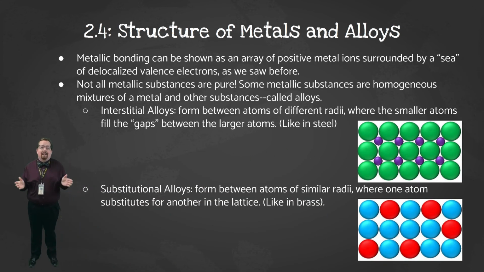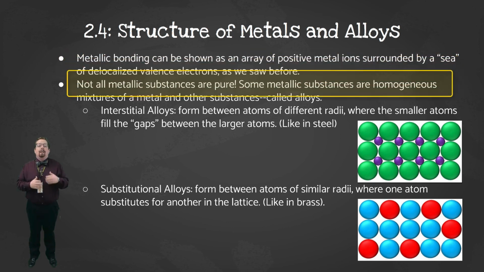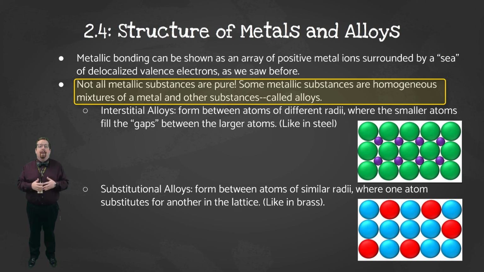Last but certainly not least, 2.4 is all about the structure of metals and alloys. As we saw before, metallic bonding is usually represented as an array of positive metal ions surrounded by a sea of delocalized valence electrons. Most pictures you've probably seen of this show you what that looks like in a pure metal. Not all metallic substances are pure though. Some metallic substances are homogeneous mixtures of a metal and other substances. We call these mixtures alloys.